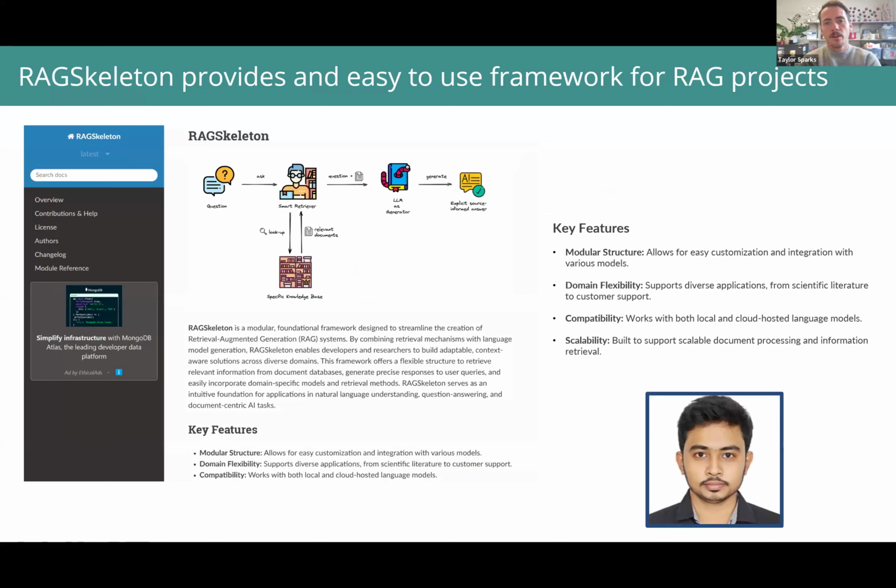Okay. Now, they're not that hard to put together, but there is a learning curve to it, and we wanted to make this even easier. And so my student Hassan just published this RAG skeleton, which is essentially a framework for building out these sorts of RAG processes. There's some key things I can mention about it. First off, it's modular, which makes it really easy to customize and integrate with other models. It has excellent domain flexibility. Obviously, we are material scientists, but you could use this for anything. Lots of compatibility. This will work with both local and cloud-hosted language models.